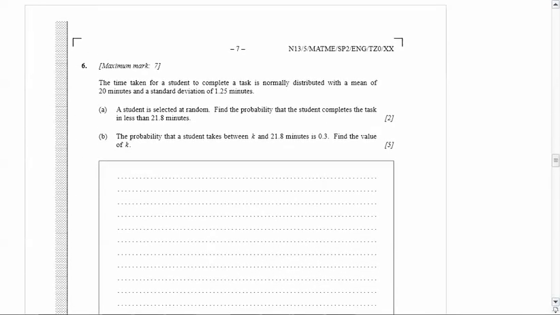If we look at question 6, again, most people did fine on A. Part B, people had a little bit harder time with. If you drew a picture here, it's definitely helpful.